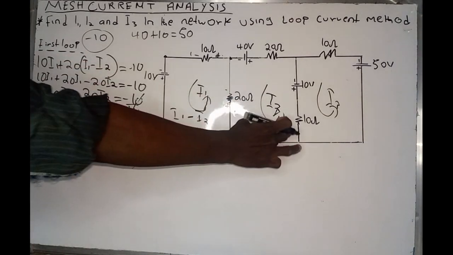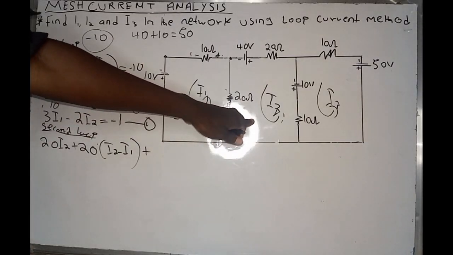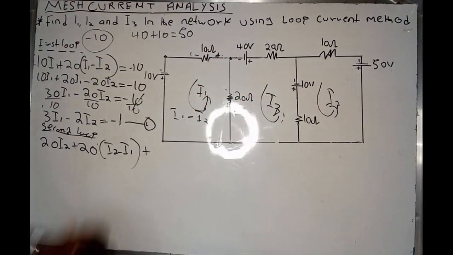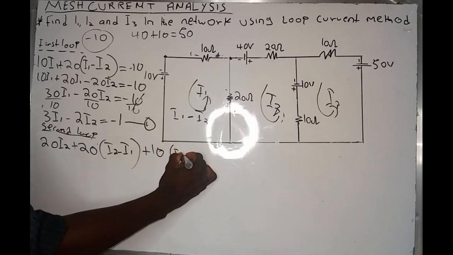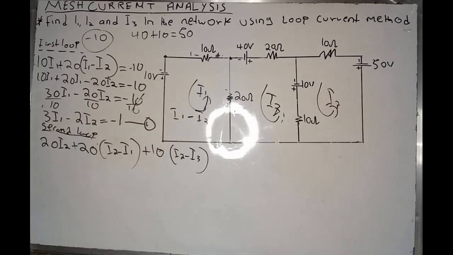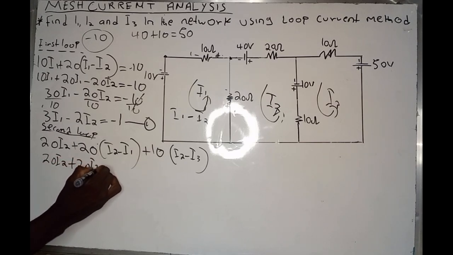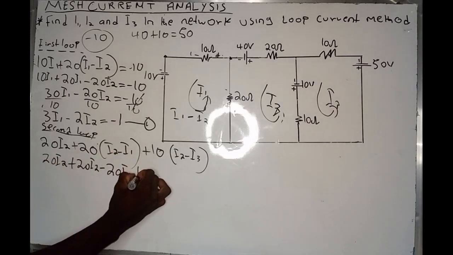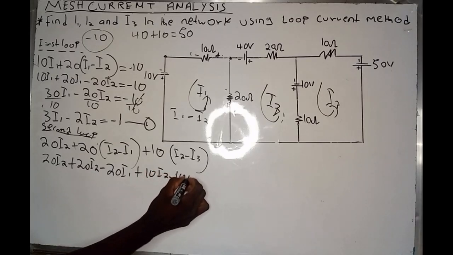I will say I2 minus I3, because I'm dealing with the second loop, so I will subtract the third loop from the second loop. I2 minus I3. So therefore plus 10 into I2 minus I3. So the 20 ohm, 20 I2, if you expand the bracket, minus 20 I1. Therefore, expand the second bracket, I will have 10 I2 minus 10 I3.